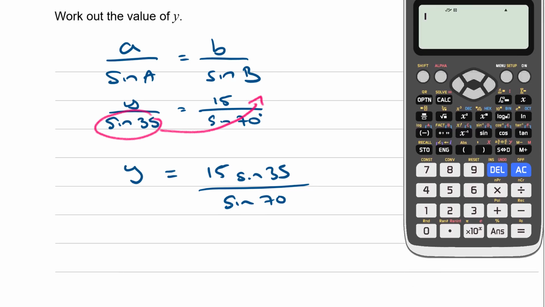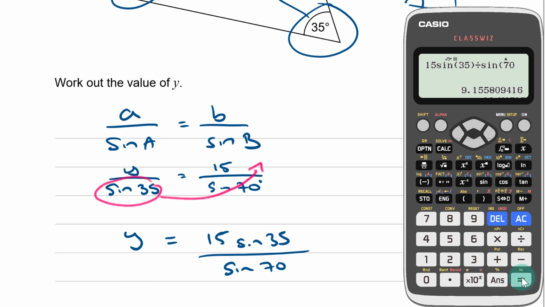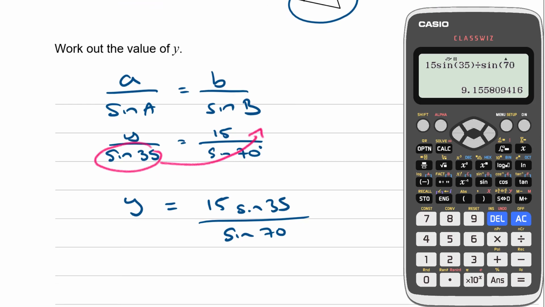And now I can type that into my calculator. So 15 sine 35 divided by sine 70. Now just make sure that you check your calculator is in degrees before the test or before your exam, so you don't get any disasters when you type in your trigonometric ratios. I've typed that in and I'm getting 9.16 as my answer. So y equals 9.16 centimeters.